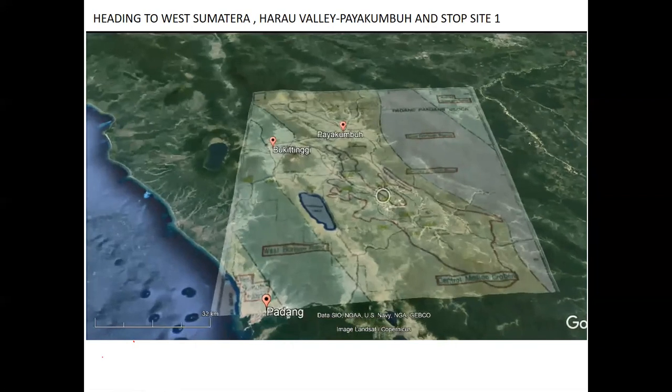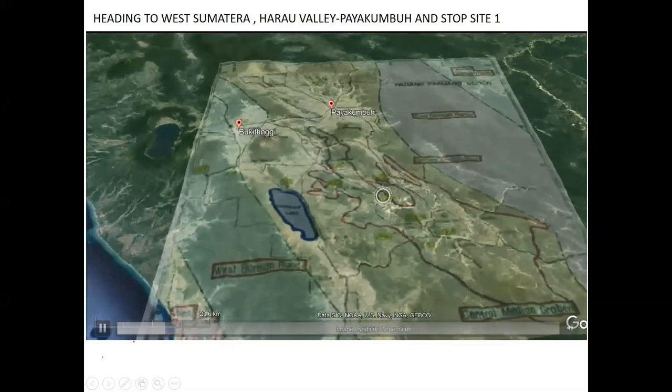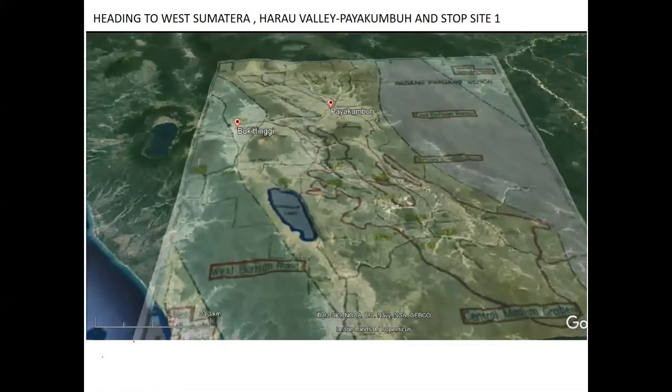So this is a geomorphology map from Fletcher and Yarmanto 1993. At least we can divide it into 3 geomorphological units. From the east, the purple one, this is the East Barisan Range. And in the middle, there is a central median graben along with the Great Sumatran Fault. And also there is a West Barisan Range, the green one in the west. So today we'll focus on the Payakumbuh basin that belongs to the central median graben.